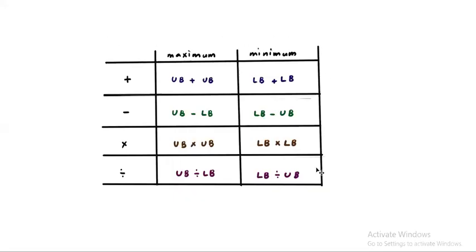So here I have mentioned how the combination should be. If it's an addition, to calculate the maximum value, that is the upper bound, the upper bounds of the two values given to you should be added. Then the lower bound means the minimum value, so it should be the lower bounds that you add. For subtraction, multiplication, and division also, I have mentioned it here. So this is how the combination should be.